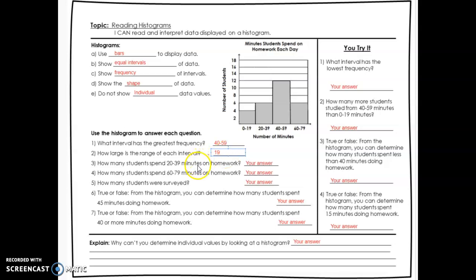How many students spend between 20 and 39 minutes on homework? So I go to 20 and 39 minutes, and we see that 6 students. How many students spend between 60 and 79 minutes on homework? So I look over here and we see that 6 students spend between 60 and 79.